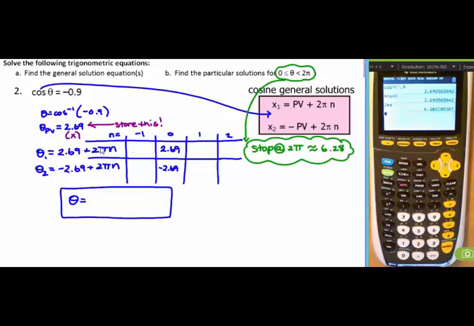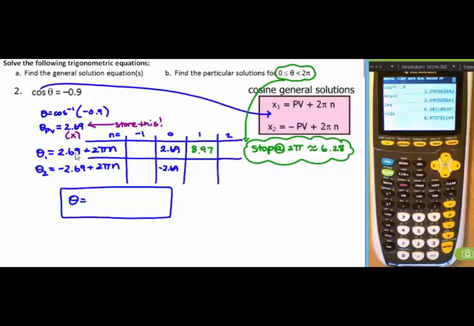All right, so let's just double check. So we're going to say our 2.69 plus 2 pi times 1, so just plus 2 pi. Okay, so here's x, that's my 2.69, plus 2 pi. Yep, it's bigger than 6.28. So I know I'm not going to include that in my set.